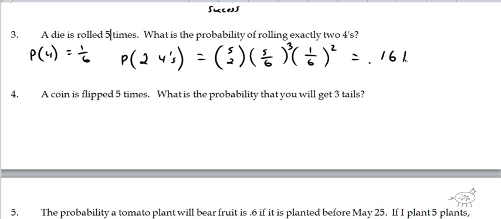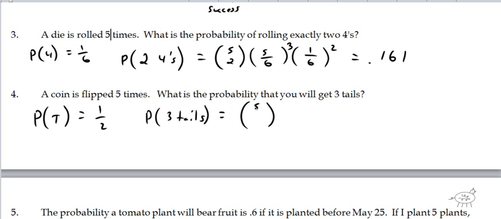Okay. Number 4, a coin is flipped 5 times. What is the probability that you'll get 3 tails? So again, think of the probability of getting a tail as 1/2. So if that's success, your failure is also 1/2. So the probability of getting 3 tails out of 5 is 5C3. And both are 1/2, right? And you have 3 here and 2 here. And so we get 0.313.